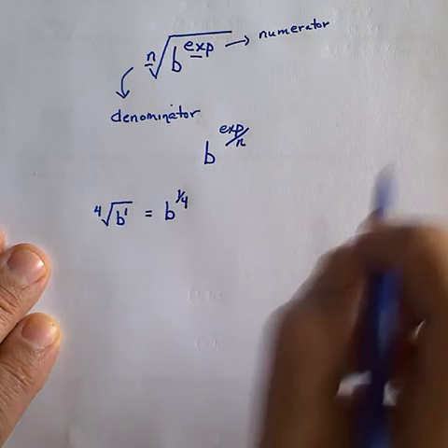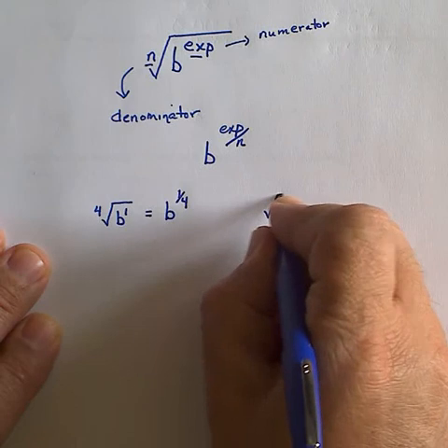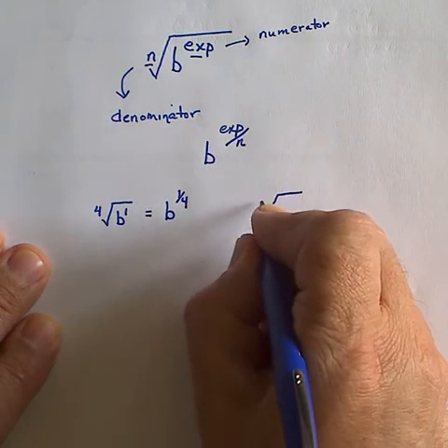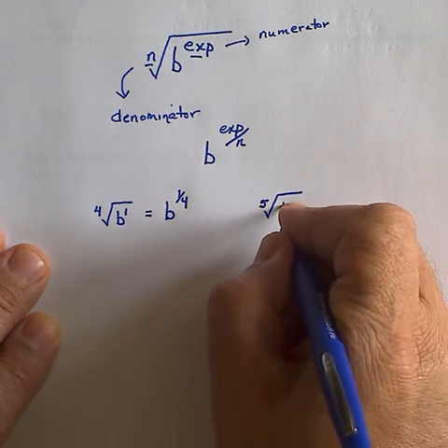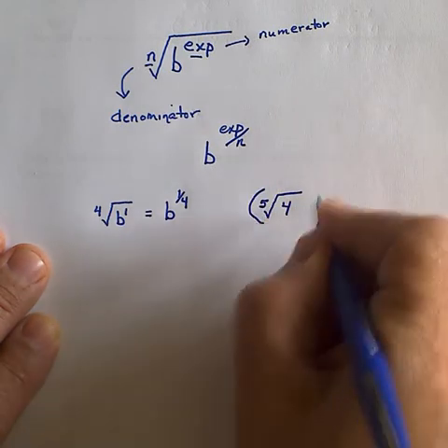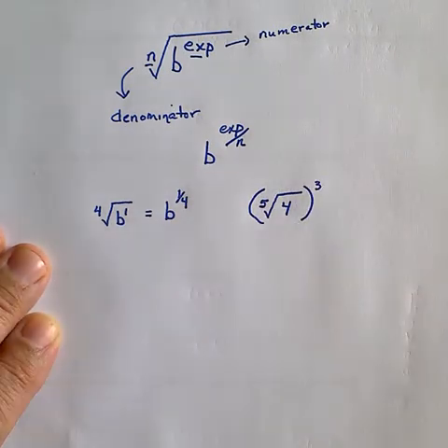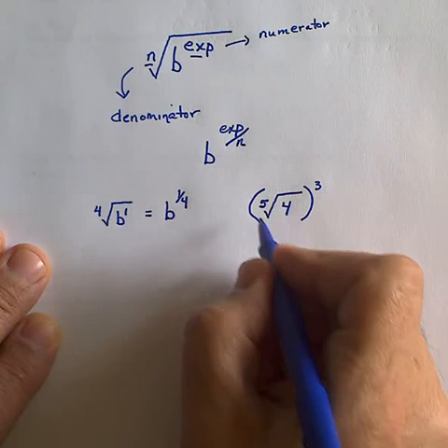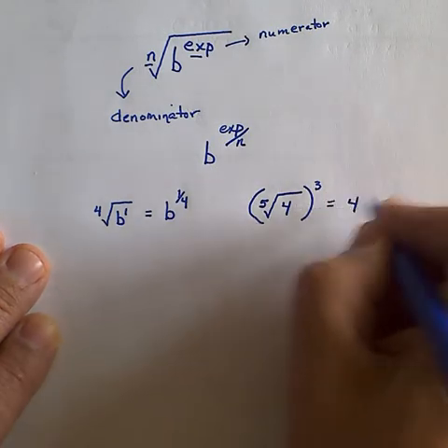Okay, if I have, let's say, the fifth root of 4, and you could have a 3 inside or a 3 outside. It really doesn't matter. But with the exponent 3 and the index 5, this would be written as 4 to the 3/5 power.